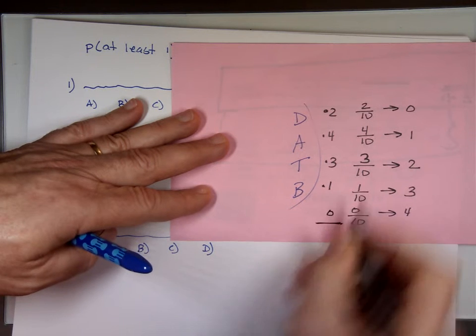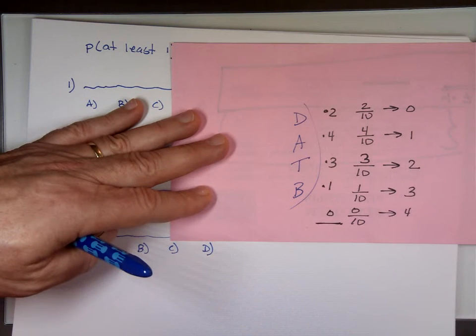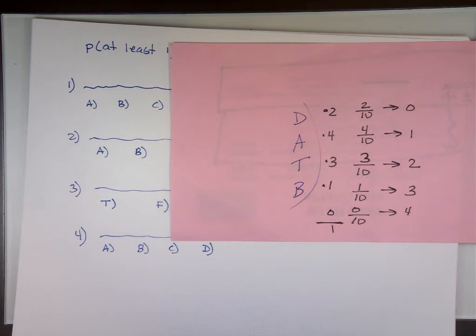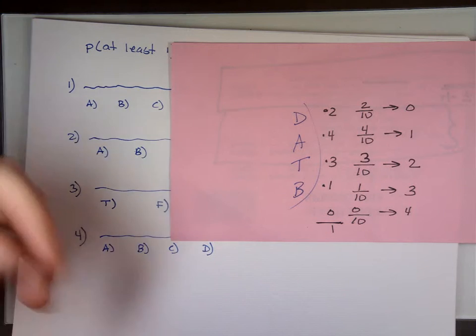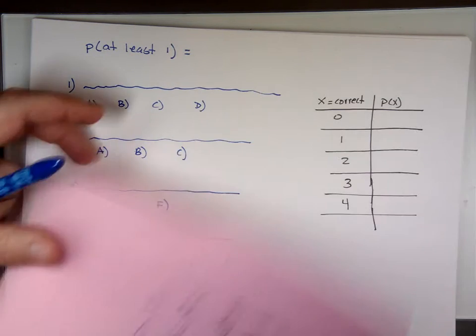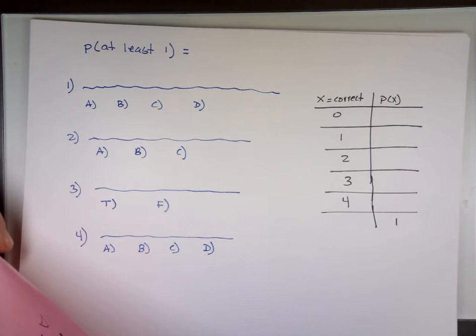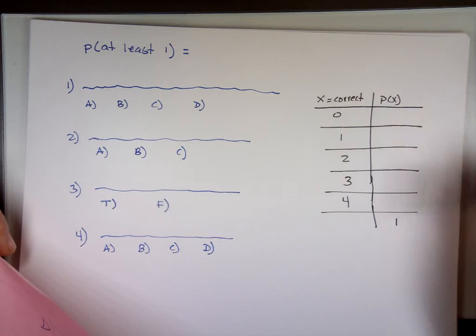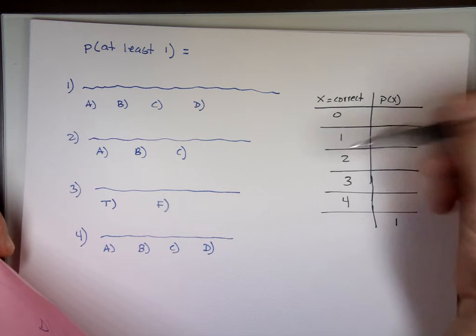When you add all these numbers, what's the sum? What do you think? 1. It has to be 1. Anytime you cover all the possibilities, your sum here should be 1. This table, you'll get to that next chapter. It's called a probability distribution table.